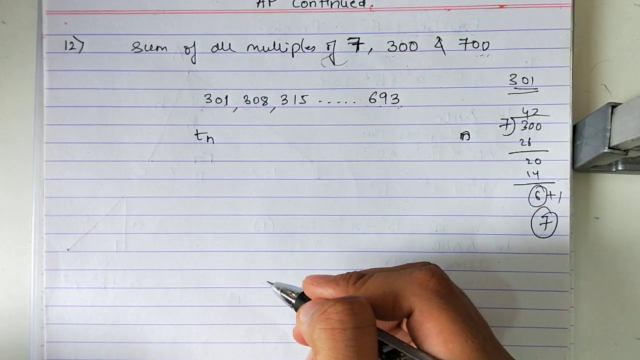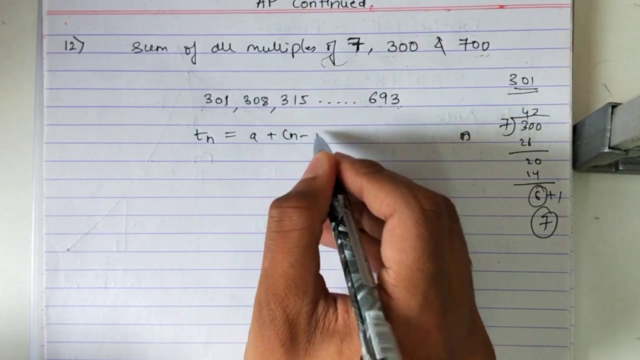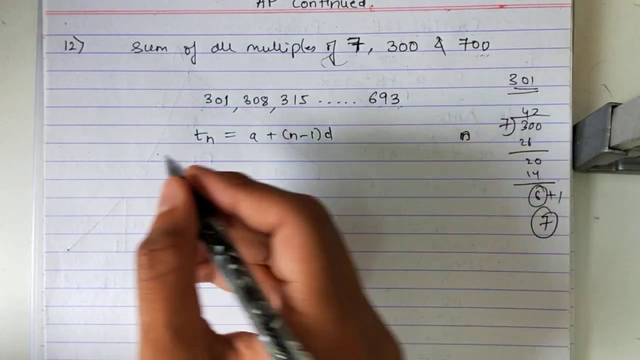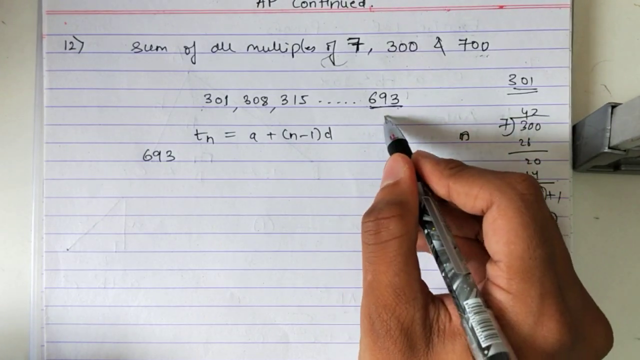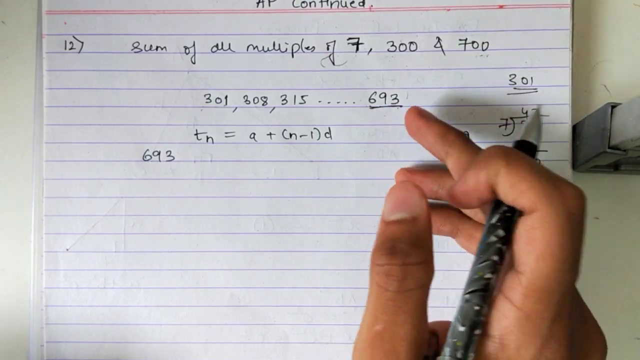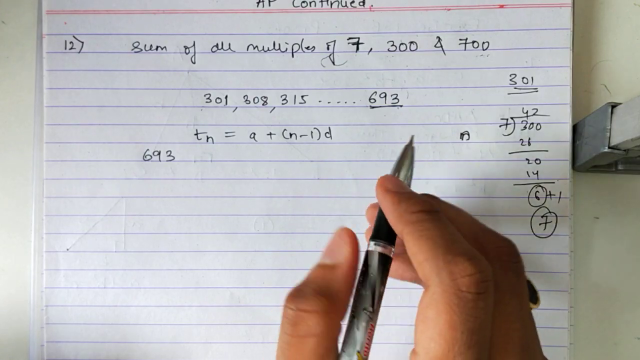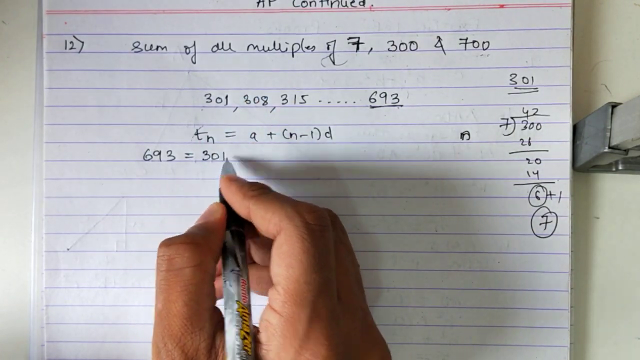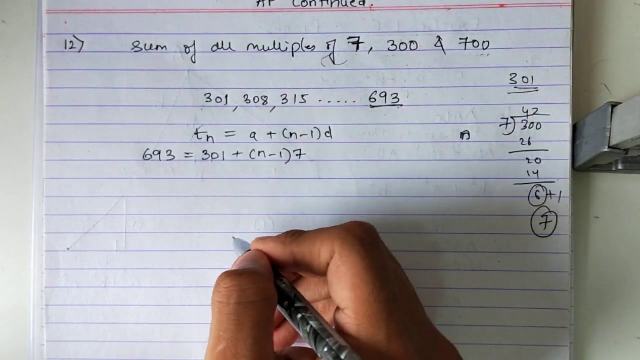By the Tn formula. Tn means last term or nth term. Tn is a plus n minus 1 d. So what is the last term here? 693. So we want to know which term this 693 is. Is it the 10th term, 15th, 20th term? Whichever term it is, that many terms are in this AP, because this is the last number. So I'll take 693 in the place of Tn. A is 301, n is not known, and difference is 7.